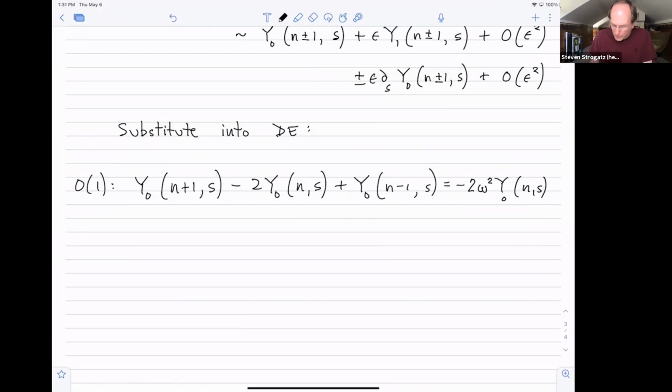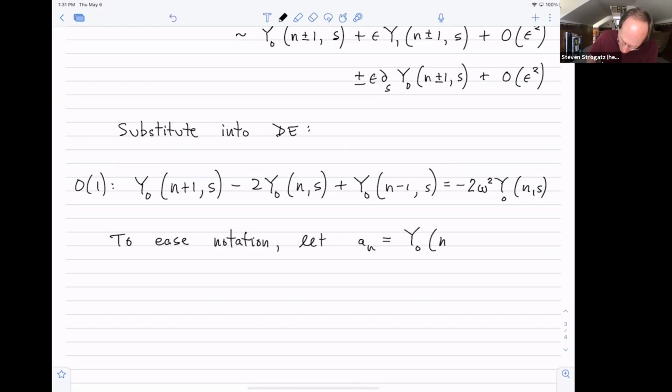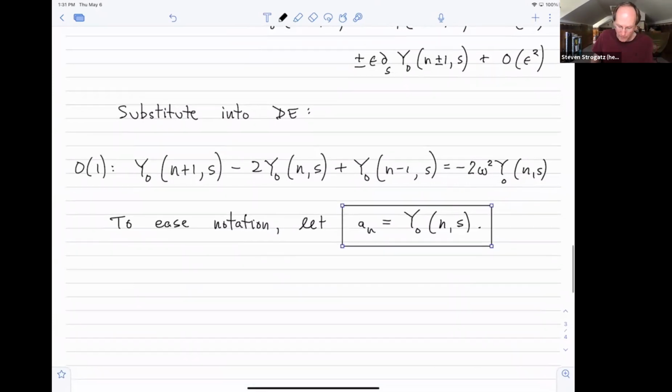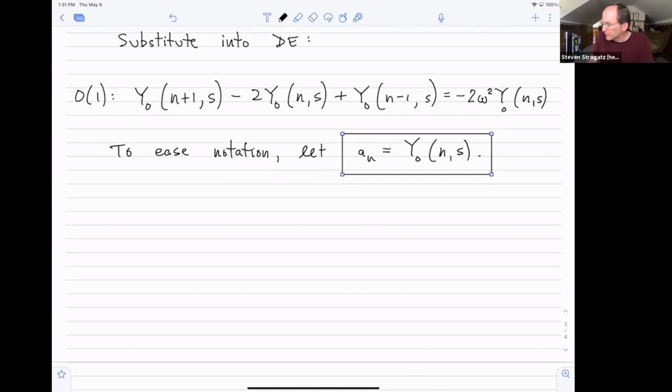Now it's a lot of notation with all these double arguments. So I'm going to ease the notation a little bit by letting a sub n equal y0 n comma s. I'm just going to work with that a sub n for a while. So in those terms, my lowest order equation here at order 1 is just a n plus 1 minus 2.